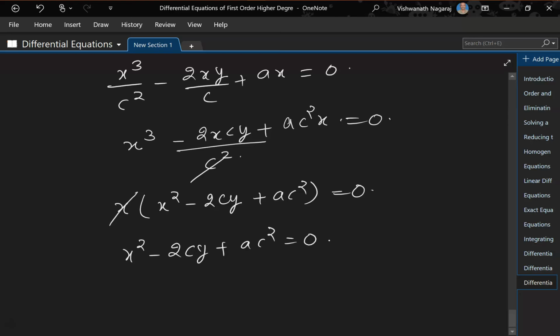And we can write it in terms of y. Right? So that is just a different way of writing the same thing. So that is the solution. So that is solvable for y.